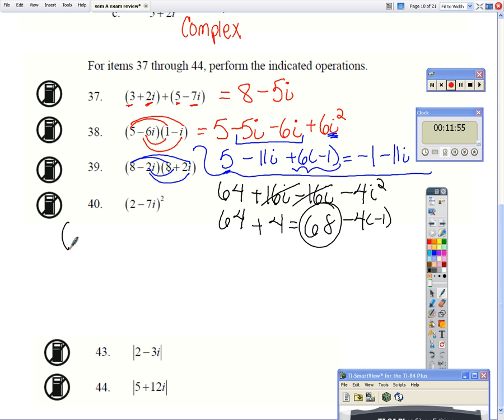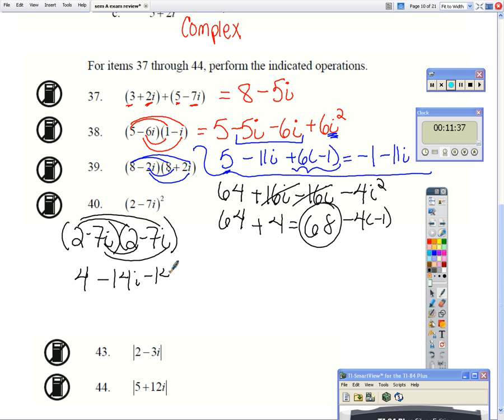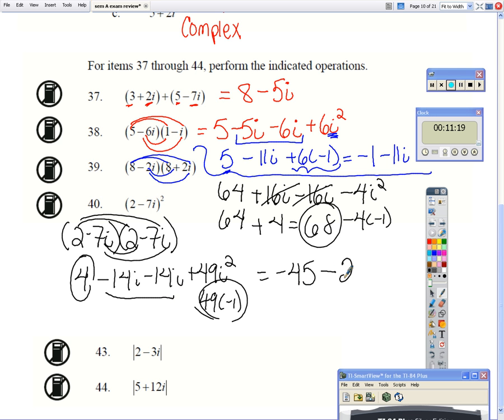Now 40, when you square a quantity, that means it's times itself. You cannot distribute the square. Do not do that. So I got to multiply these together. Again, i squared is -1. So I have 4 minus 49 is -45. And then -14 plus -14 is -28i.